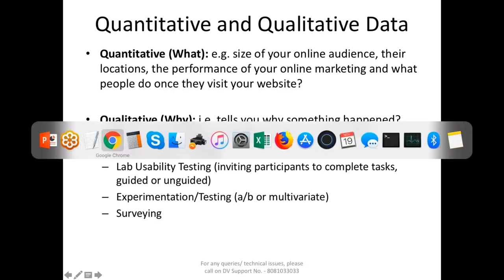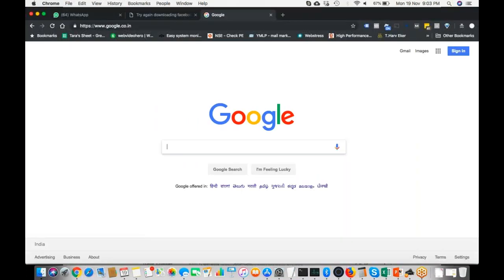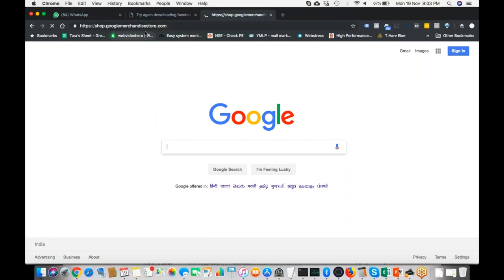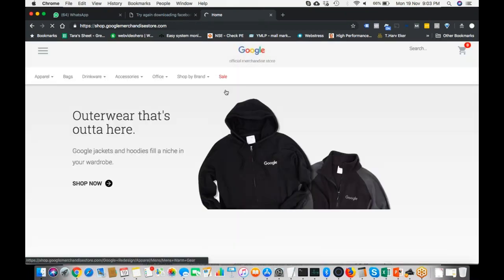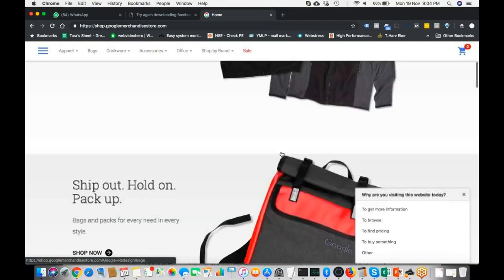Let me show you this on the Google Merchandise Store. Ruchika, you will get access to this account. This is Google's own official merchandise store, shop.googlemerchandisestore.com. Google has been kind enough to share the analytics account of this store. It is read-only access, but that is more than enough for us to practice this.